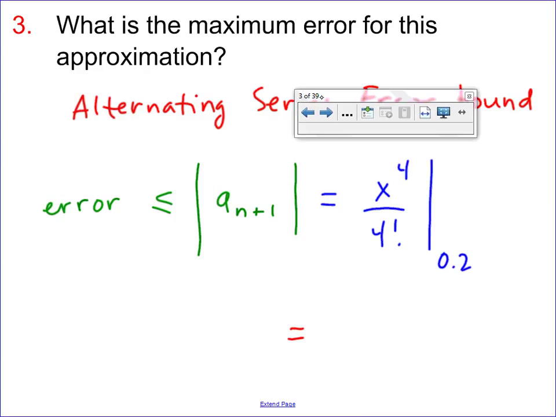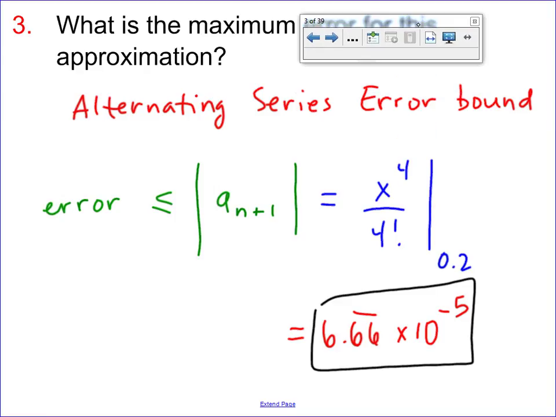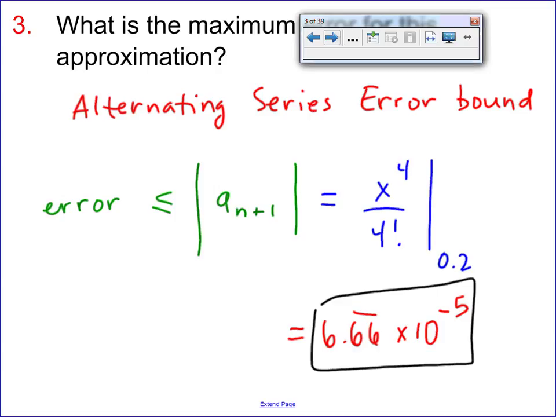And that equals what? 6.66 repeating times 10 to the negative 5. Do you guys get negative 5 for your exponent? Okay. So we expect our approximation of 0.98 to be within 0.0000666666 of the true value of cosine of 0.2.